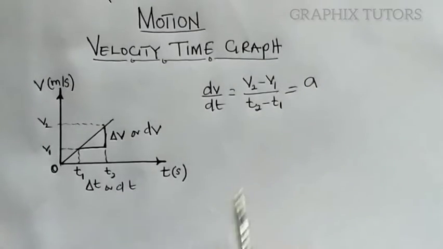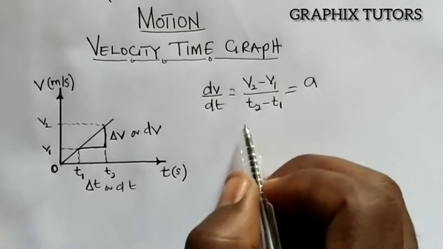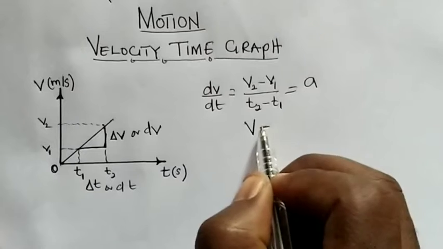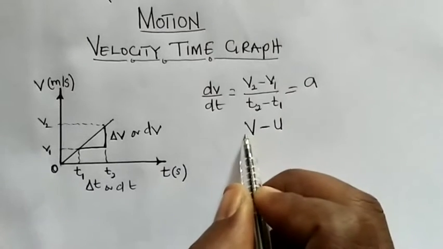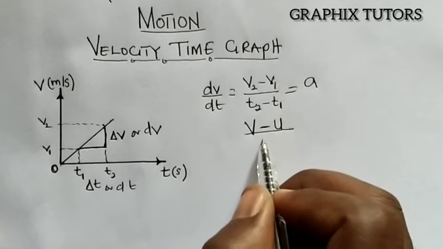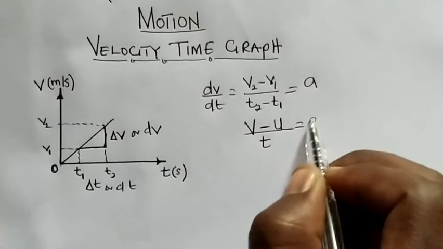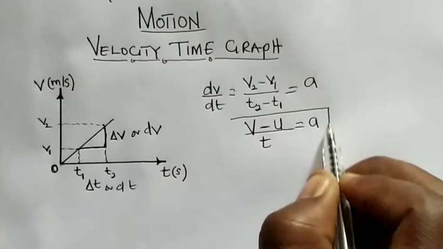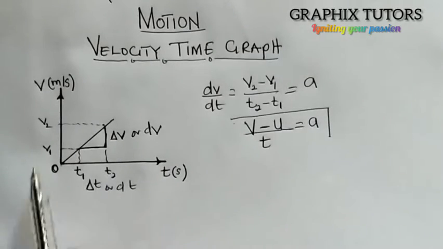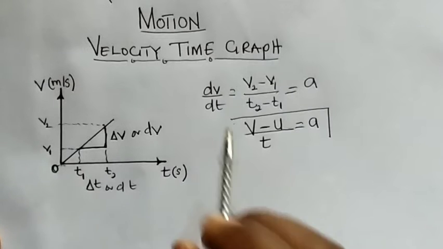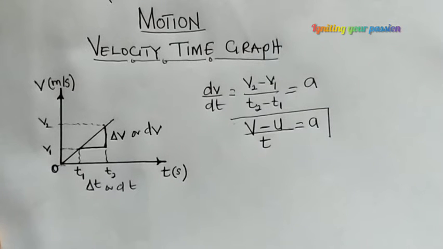And this is nothing else than acceleration. So instead of using V2, we are going to use V for our final. Instead of V1, we are going to use U for our initial. And instead of using T2 minus T1, we just simply use our T, right? And this is what we call our acceleration. So the inclined part of the velocity time graph is the acceleration, which is also called the V over the T.